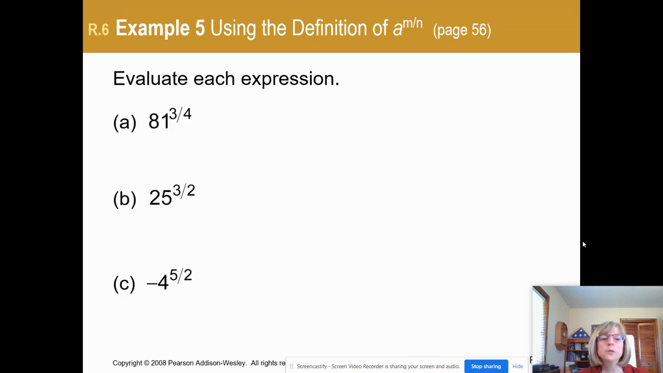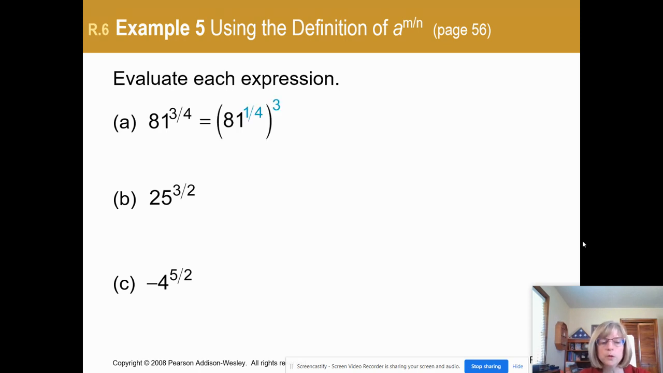Now, what happens when the exponent isn't 1 over something? In all these examples, our exponents are not 1/4, 1/6, 1/2. They have something other than 1 as a numerator. So we need to know what that means.